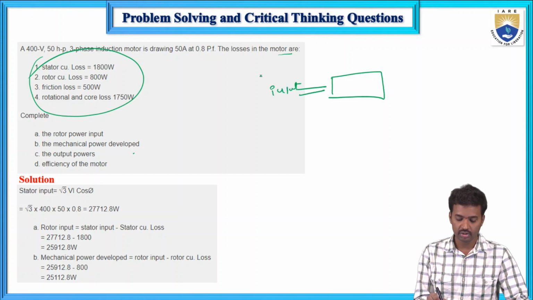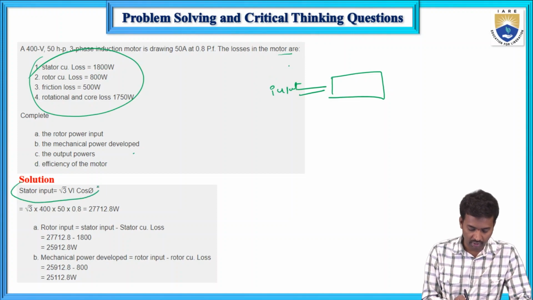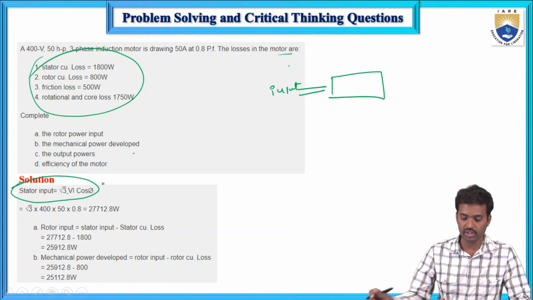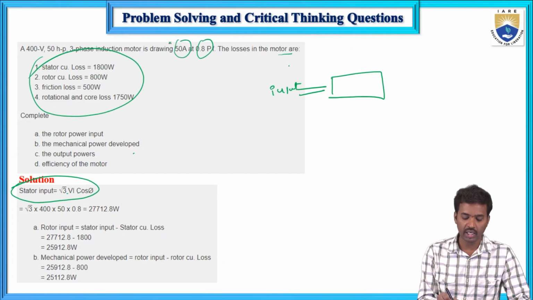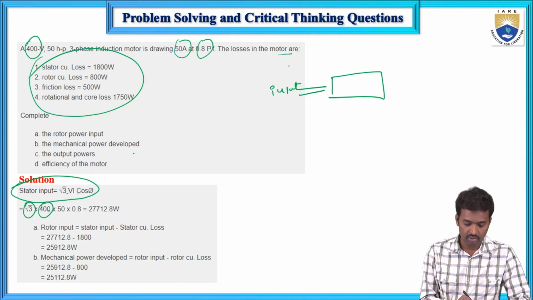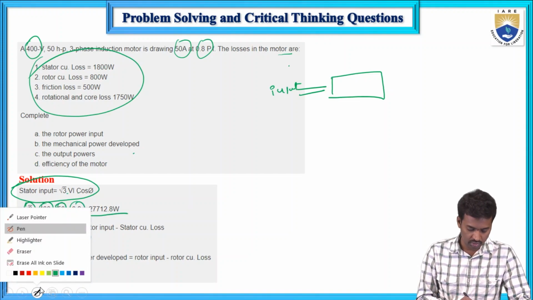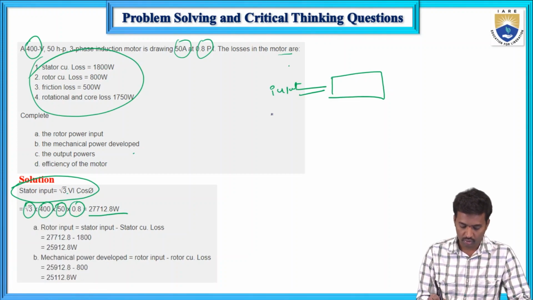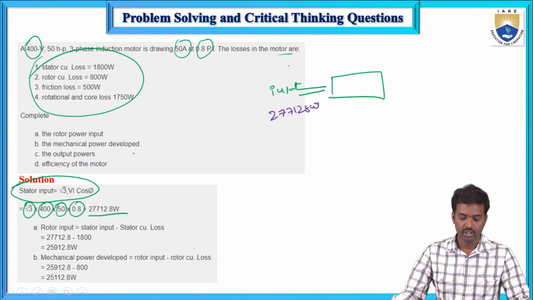Input to the stator equals √3 into V into I into cos phi. Cos phi is given, current is given, and voltage is given, 400. So √3 × V × I × cos phi gives the input to the stator, which equals 27712.8 watts.